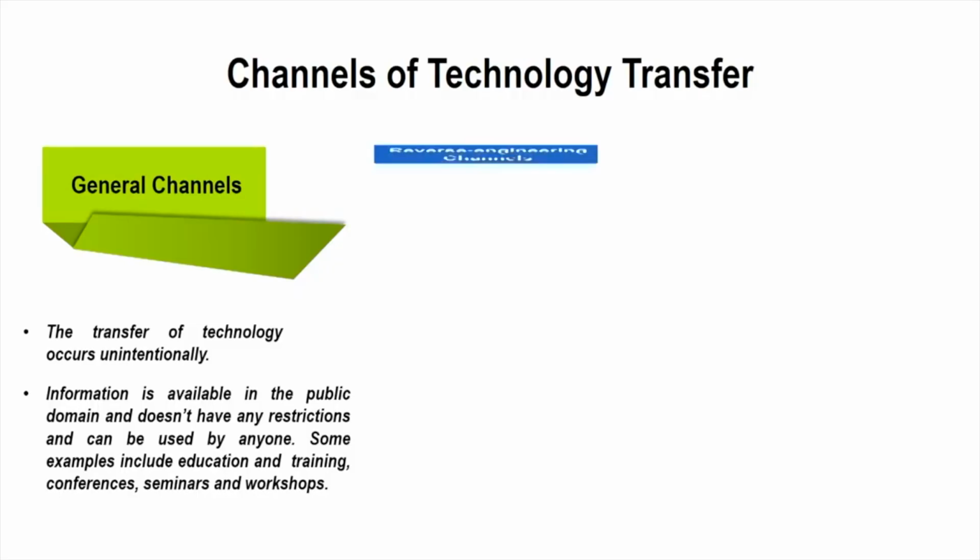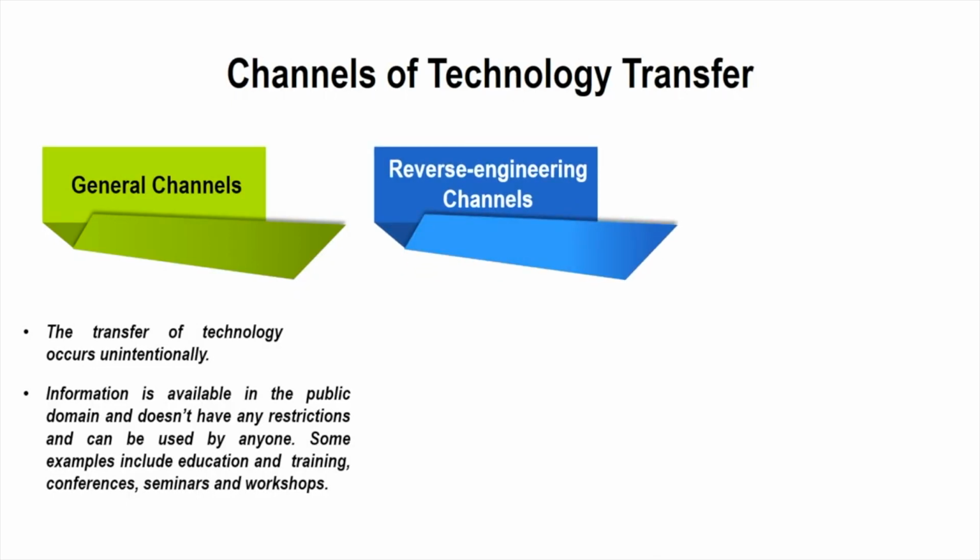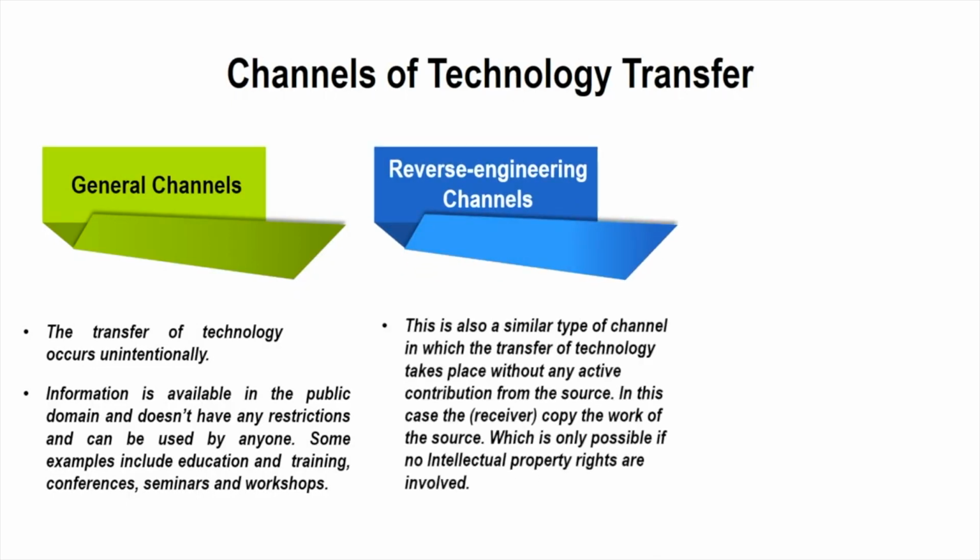The second type of channel is the reverse engineering channel. This is also a similar type of channel in which the transfer of technology takes place without any active contribution from the source. In this case, the receiver copies the work of the source, and this is only possible if there are no intellectual property rights involved.